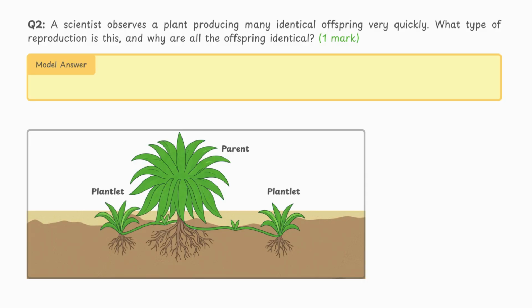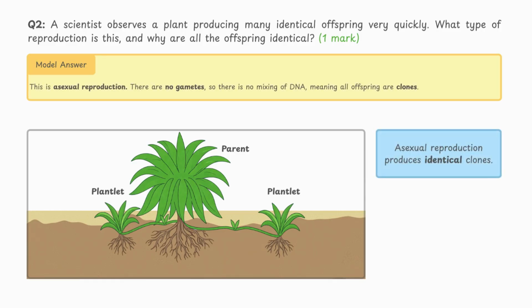The parent plant doesn't need a mate. It simply produces offspring that grow from the runner. These offspring are genetically identical to the parent because there is no mixing of genetic material or fertilization. So, the final answer is, this is asexual reproduction. There are no gametes, so there is no mixing of DNA, meaning all offspring are clones.